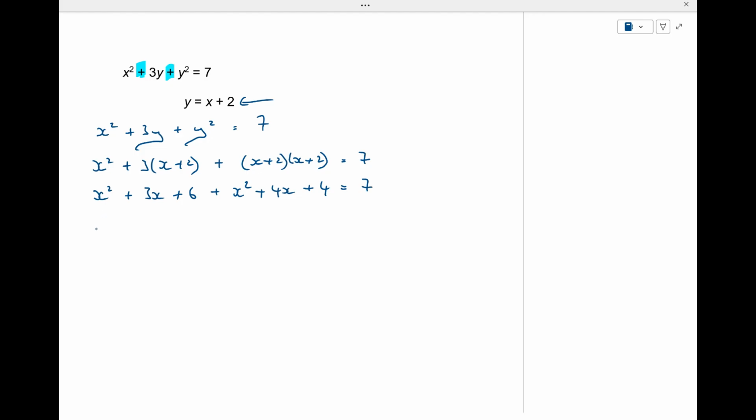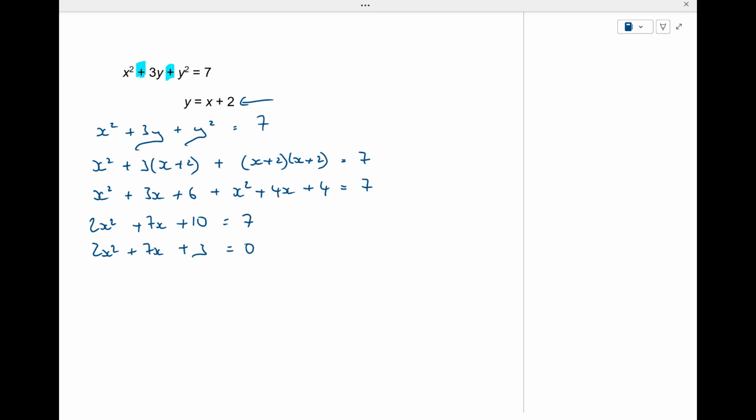Tidy up the left-hand side. I've got 2x squared, 3x and 4x gives me plus 7x, 6 and 4, that gives me 10, equals 7. Let's just check that we're happy with that. 2x squared, 7x plus 10, nice. Now, it's a quadratic equation. I'm going to set it equal to 0.